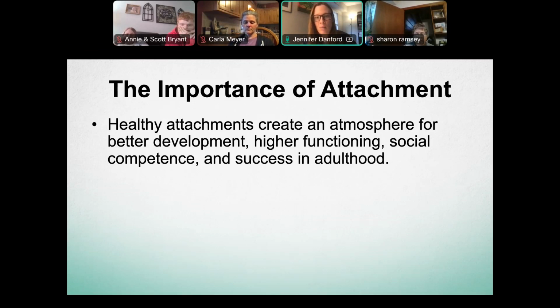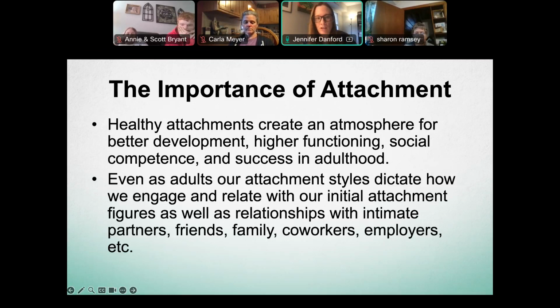But not being competent socially, not having success, having lower functioning, those things can be the result of not attaching well. Even as adults, our attachment styles dictate how we engage and relate with the people who are important to us in our lives. Obviously, if we are married, our spouses, but also our friends, our family, our coworkers, our employers. This is all based on how we learn to attach as infants and young children.